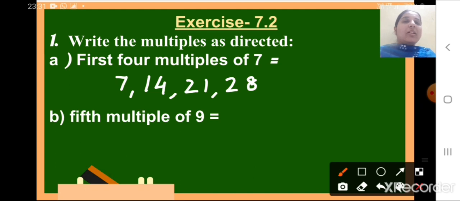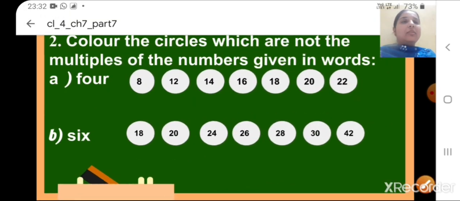Okay. Now question number B is fifth multiple of 9. So first we will write number 9 and fifth multiple is being asked. So we will multiply it by 5. So 9 fives are 45. So what will be the fifth multiple of 9? It will be 45. Okay.